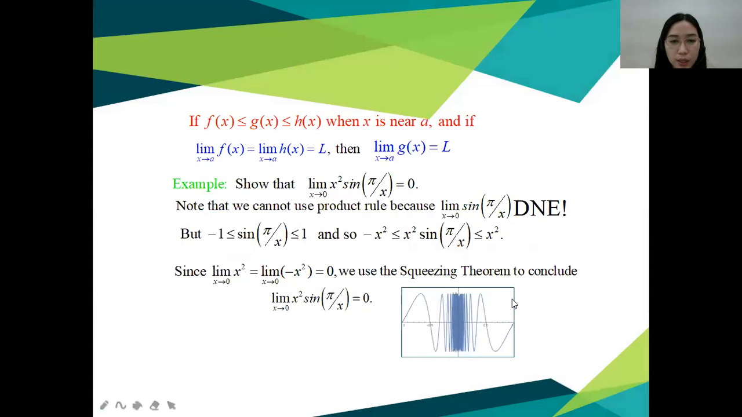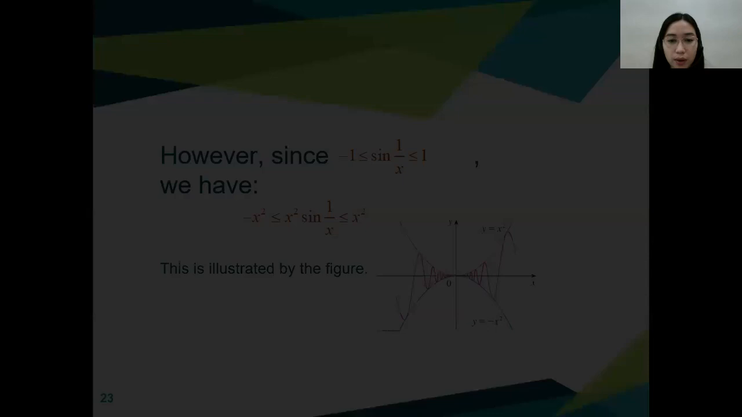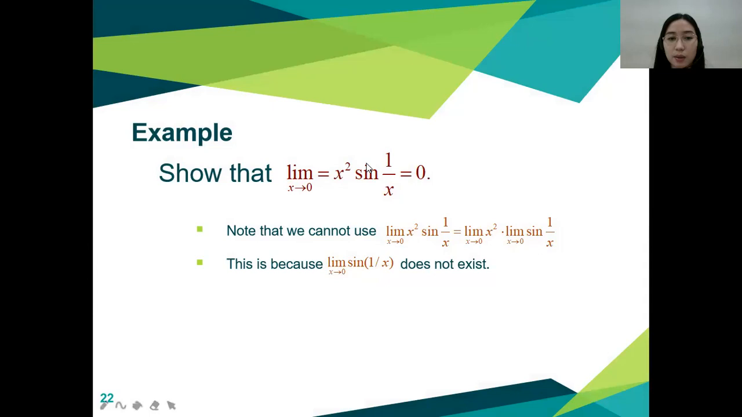So that's it. This is the same as the other example, where we again use the squeeze theorem, creating a range like in the previous example. So let's show that the limit as x approaches 0 of x squared sine 1 over x. Sorry, there is no equal sign, class.